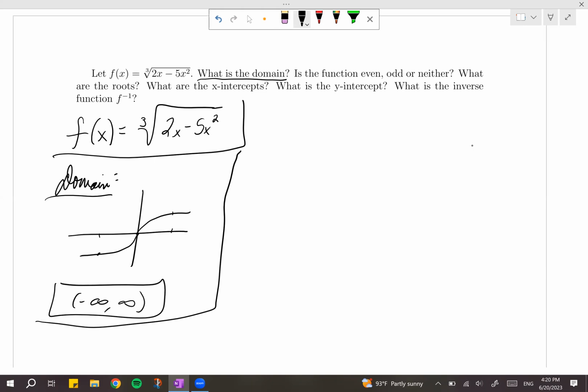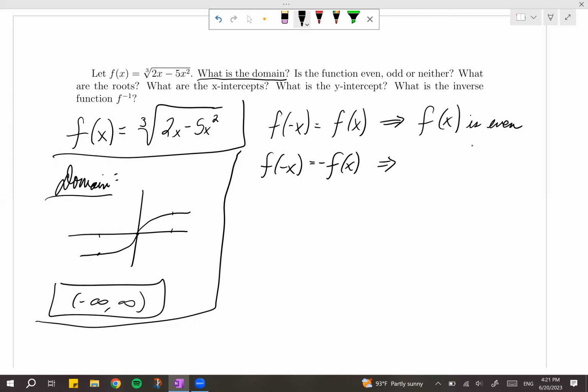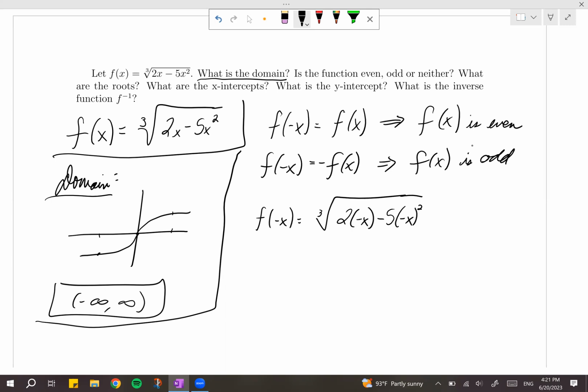Now we need to determine whether or not the function is even or odd or neither. All right, so f of negative x equal to f of x implies that f of x is even. f of negative x equal to negative f of x implies f of x is odd. All right, so we're going to plug in negative x and see what we get. So f of negative x equals the cube root of 2 times negative x minus 5 times negative x squared. All right, so this is the cube root of negative 2x minus 5x squared, because the negative squared doesn't do anything.